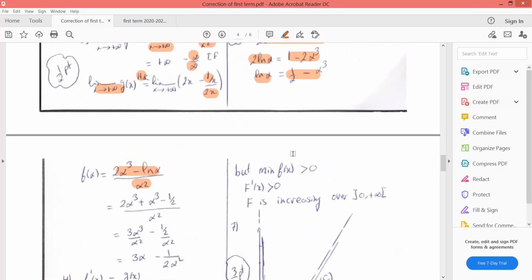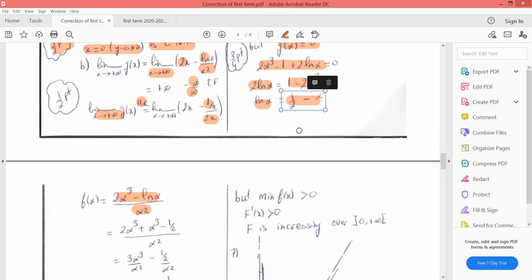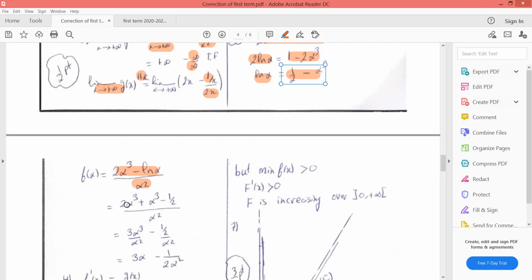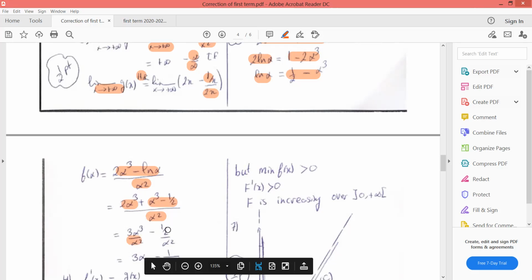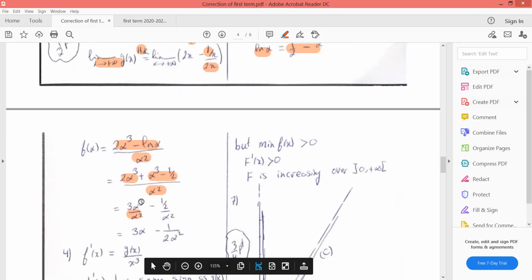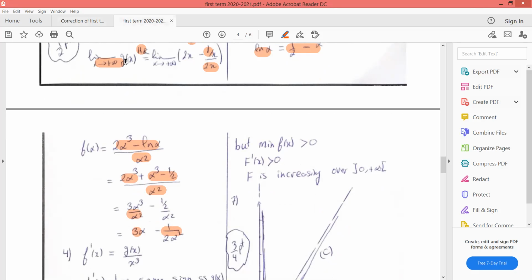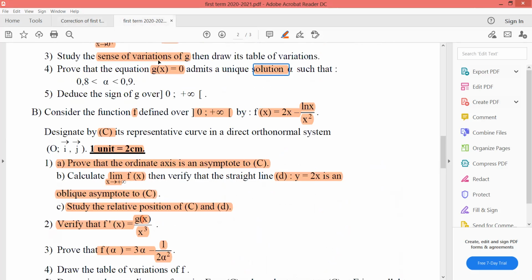I replace ln alpha by the calculated value, half minus alpha cube. So 2 alpha cube minus ln alpha becomes 2 alpha cube plus alpha cube minus half, over alpha square. It becomes 2 alpha cube plus alpha cube, 3 alpha cube over alpha square, minus half alpha square. Alpha cube and alpha squared remains 3 alpha minus 1 over 2 alpha squared. So pay attention here. We have to go back here, since g x equal to 0 means g alpha equals 0.